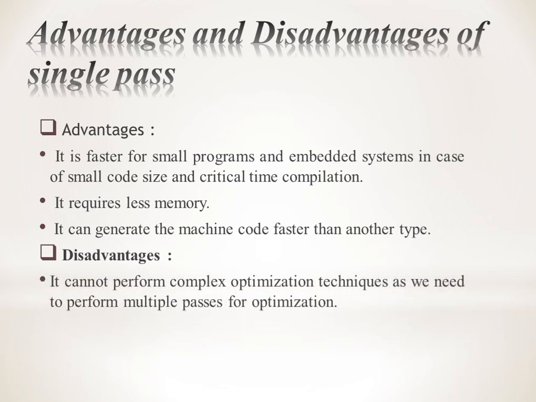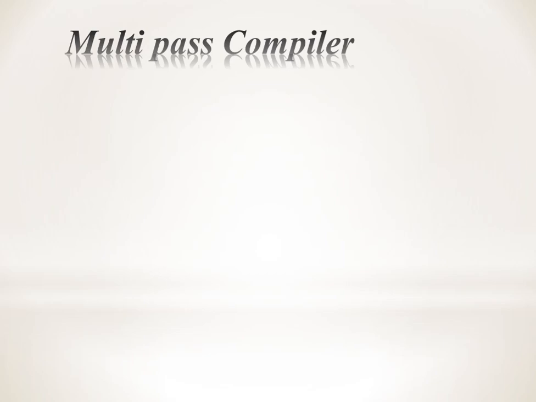Disadvantages: it cannot perform complex optimization techniques, as we need multiple passes for optimization. There is no intermediate code generation. It is the main disadvantage of the single pass, that it cannot generate the intermediate code. And to avoid this type of disadvantage, we come to the multi-pass compiler. So let's move ahead to the multi-pass compiler. What exactly is meant by the multi-pass compiler?